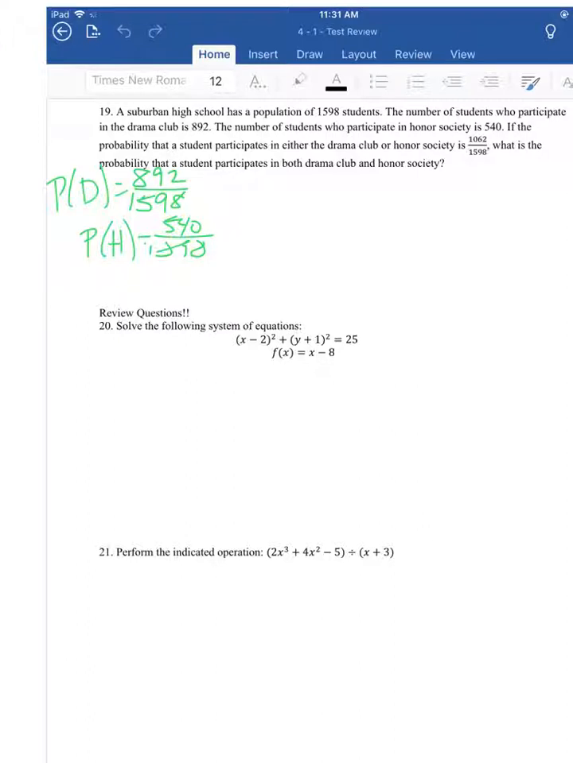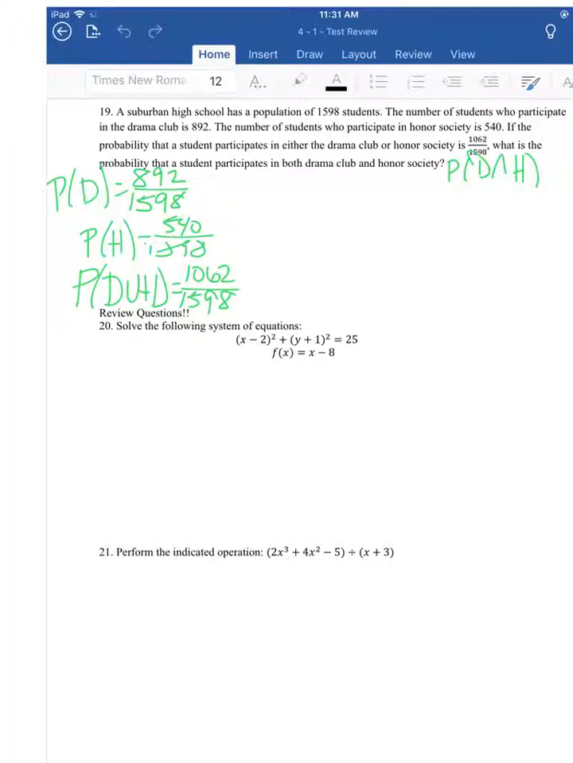And then the probability that they participate in either or, so D union H, is 1,062 out of 1,598. What is the probability that a student participates in both? So we're looking for the probability of both, the probability of D intersect H.